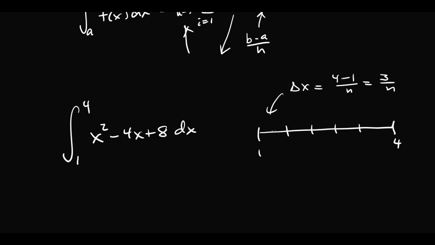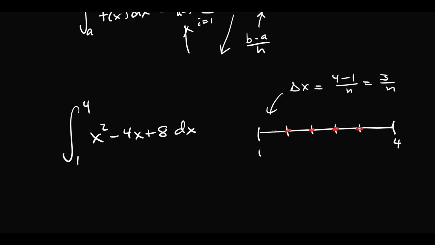So for example, if there are 5 subintervals, then each subinterval will have a width of 3 fifths. Okay? All right, so we got that. Now, for the x of i, I'm going to choose the right endpoints of each subinterval. So there's not just 5 of them, there's a bunch. There's n of them.